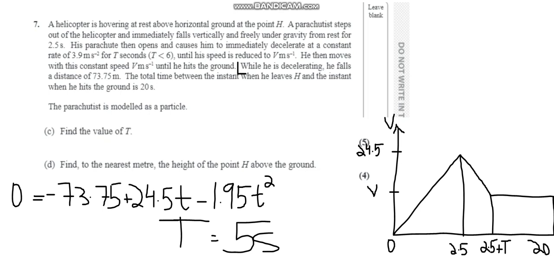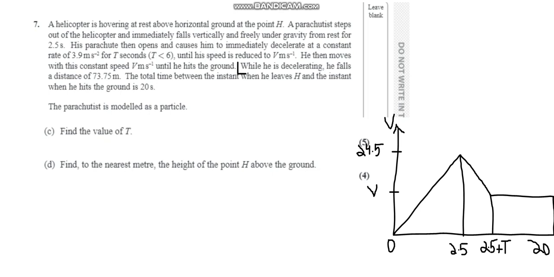5 marks easily gained. Now moving on to the D part. The D part is: find, to the nearest meter, the height of the point H above the ground. To find the height above the ground, we know that the distance in the speed-time graph is the area under the graph, and I already mentioned these lines. You can see I have a triangle, a trapezium-like shape, and a rectangle. We also have the distance of 73.75, which will be added, of course.